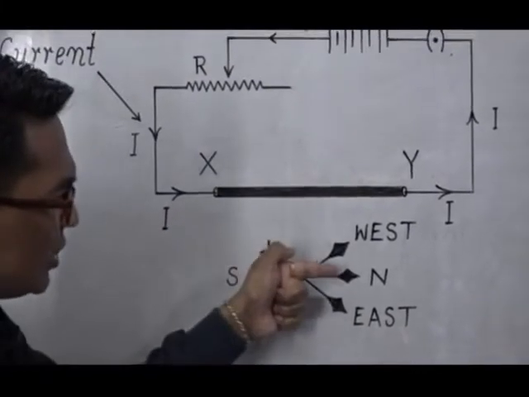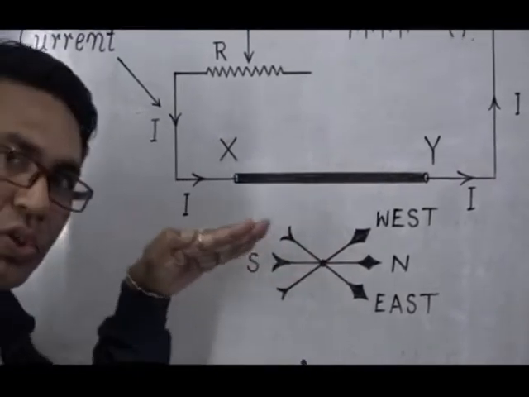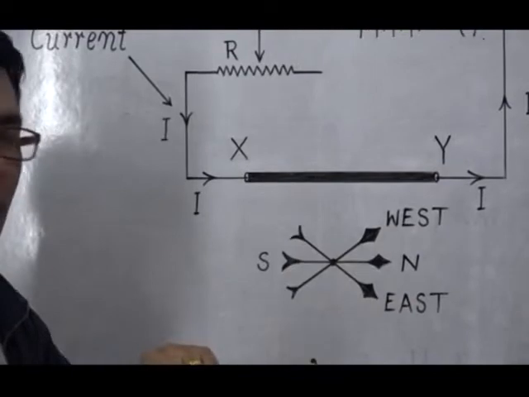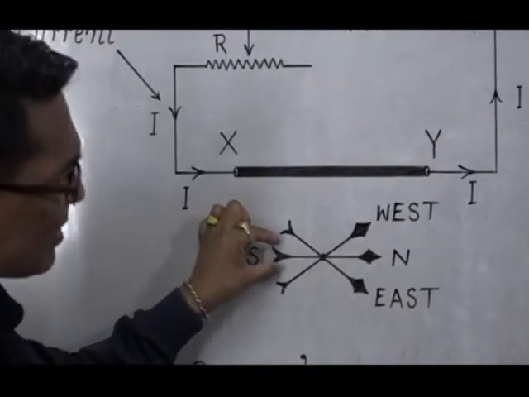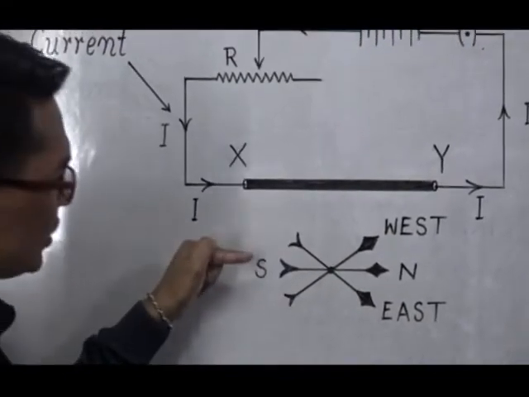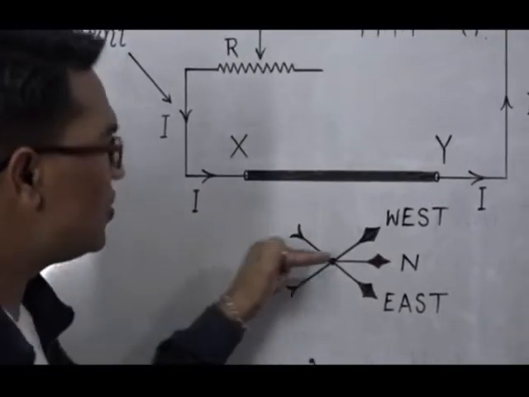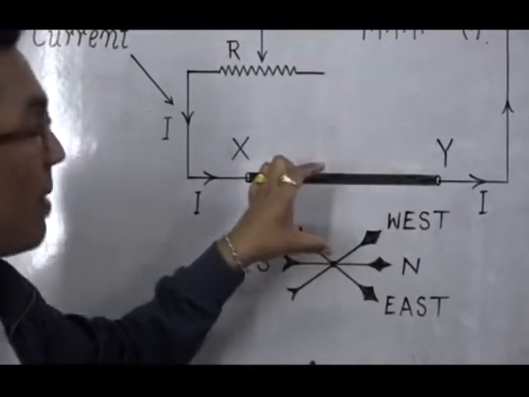The magnetic needle should be placed at its neutral position, that means at its normal position. The length of this needle, I mean the axis of this needle, should be parallel to the length of the conductor.